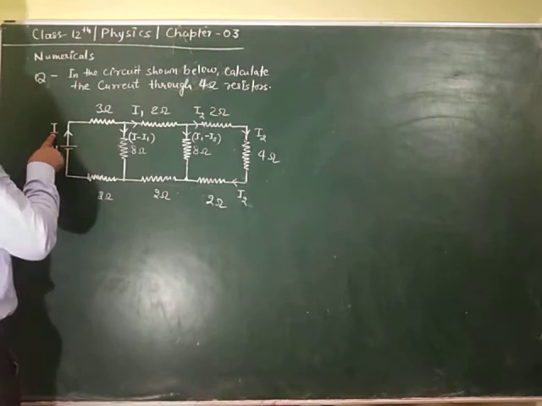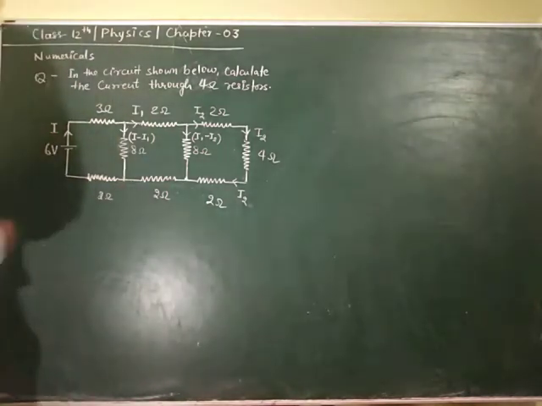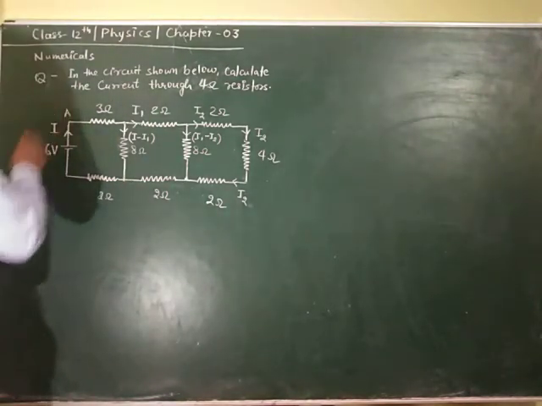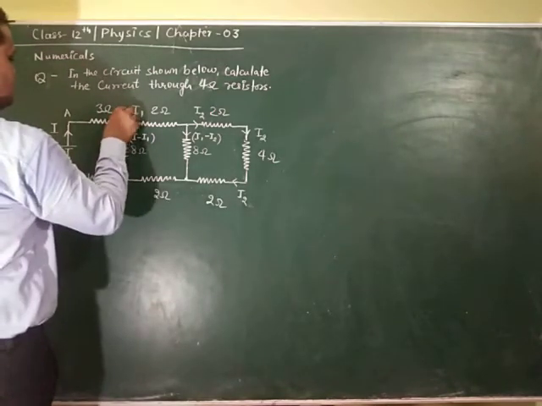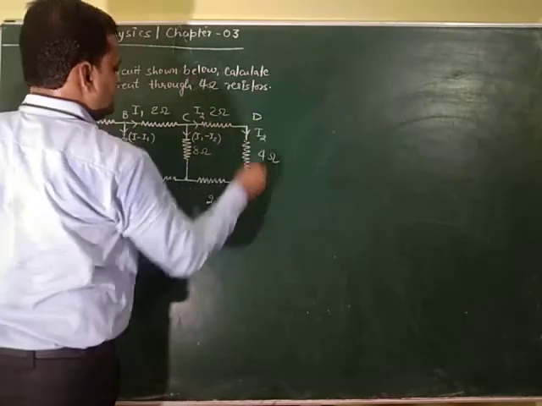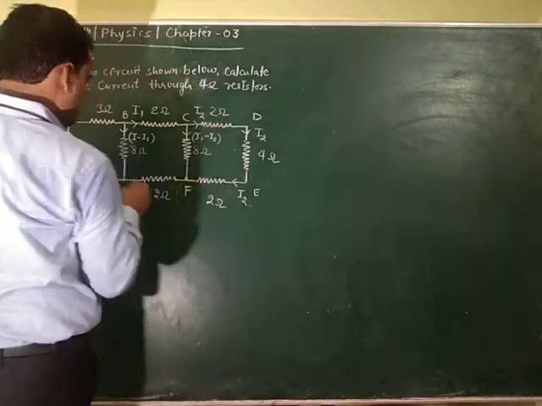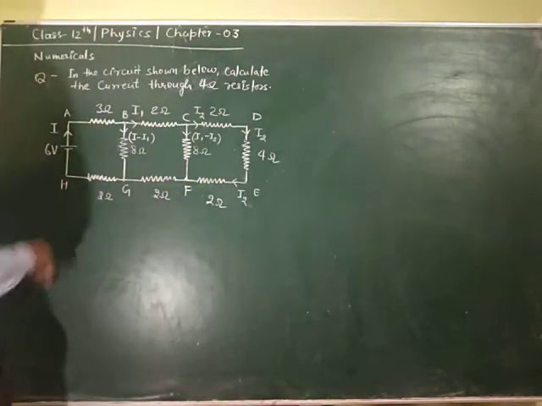So the total current is I. Okay, and we have to label the circuit nodes. We have to do the nomenclature A, B, C, D, E, F, G, H.